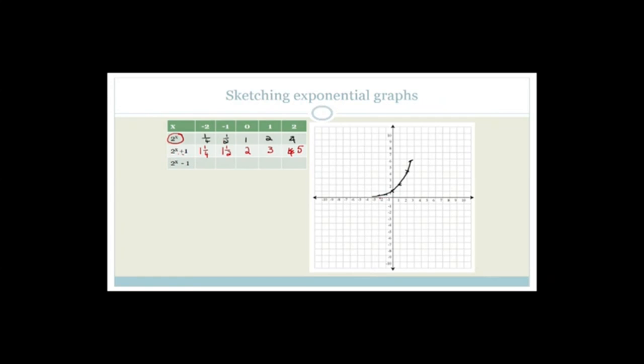So when x is minus 2, y is 1 and a quarter. When x is minus 1, y is 1 and a half. Then it's going to be 2. Then when x is 1, y is 3. And when x is 2, y is 5.